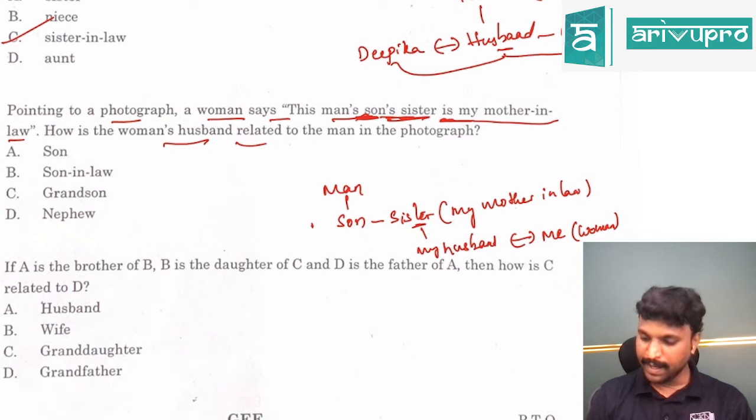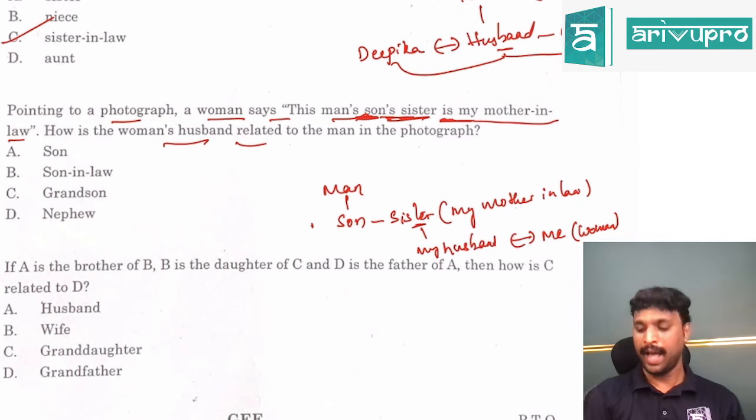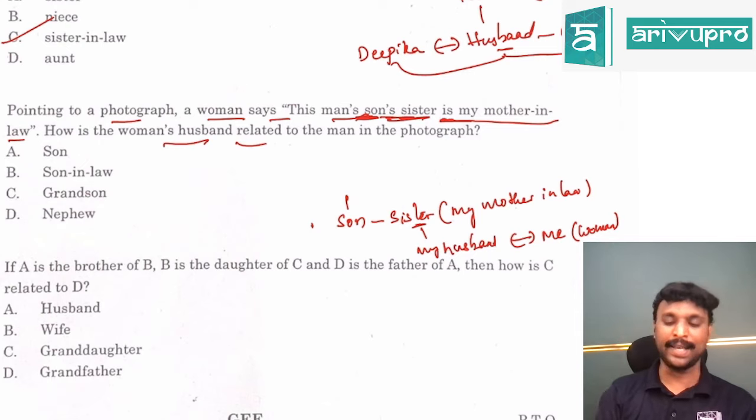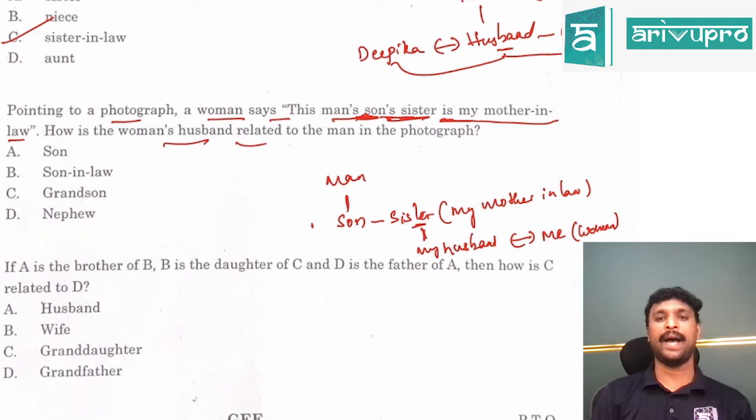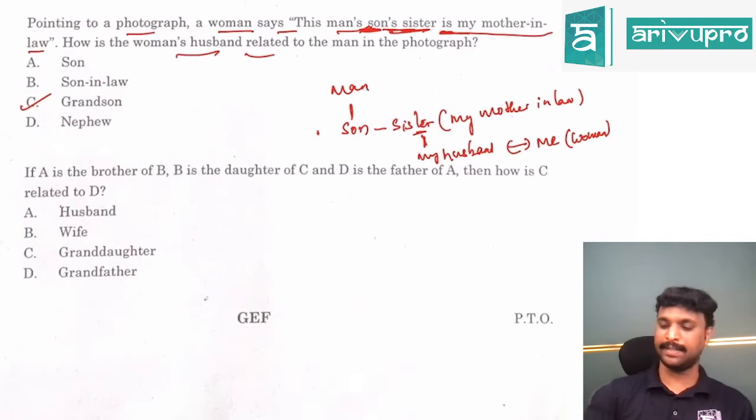Woman's husband is here. So woman's husband is who? Grandson to the man. Yes or no? To the man. Woman's husband is grandson, because 2 generations below man is woman's husband. Definitely he is a grandson to the man. Option C is the right answer.